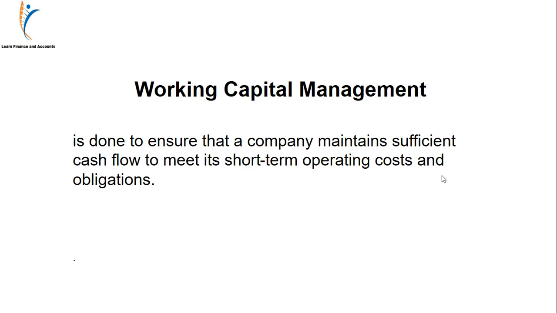So, current assets and current liabilities have to be managed very carefully. Working capital is current assets minus current liabilities, and the management of working capital is done by managing company's current assets and current liabilities. So, what is working capital management? Working capital management is done to ensure that the company maintains sufficient cash flow to meet its short term operating cost and obligations.